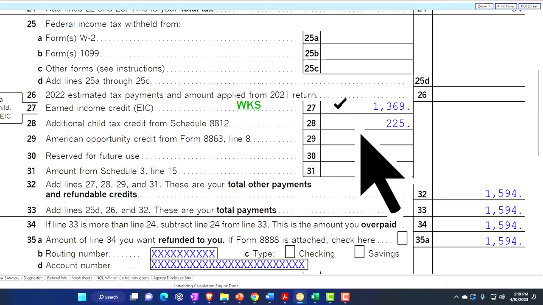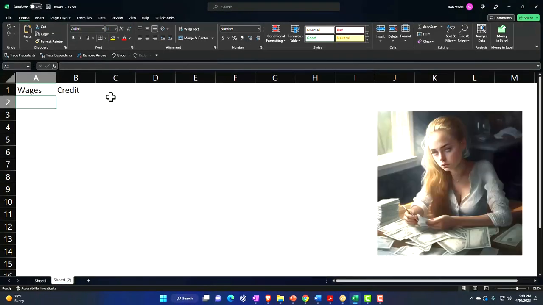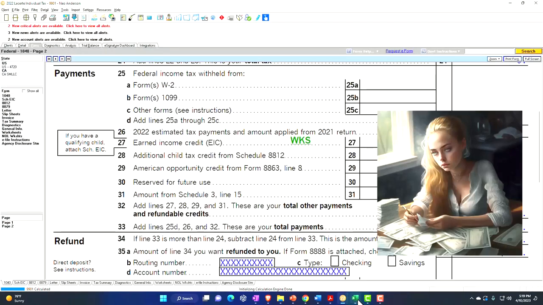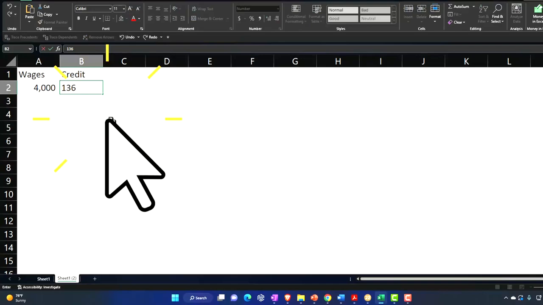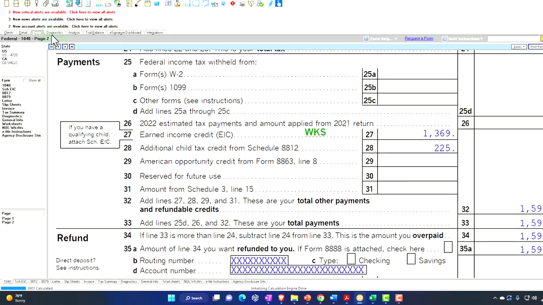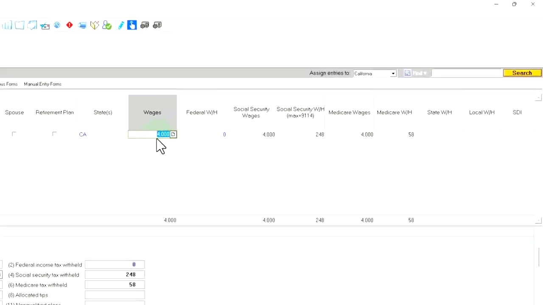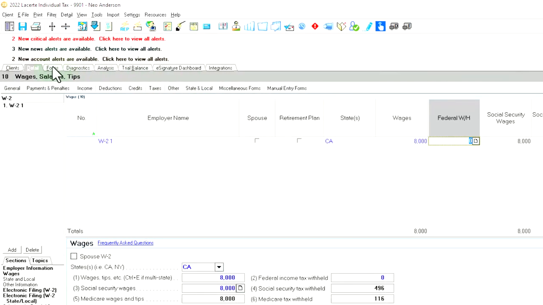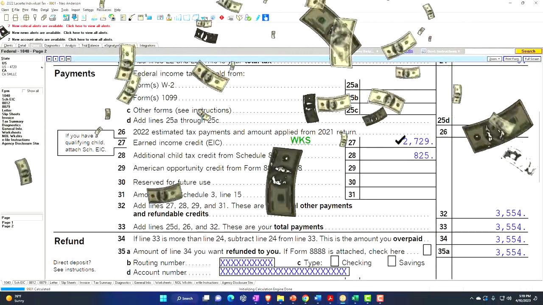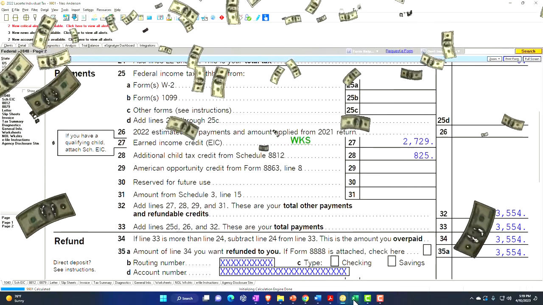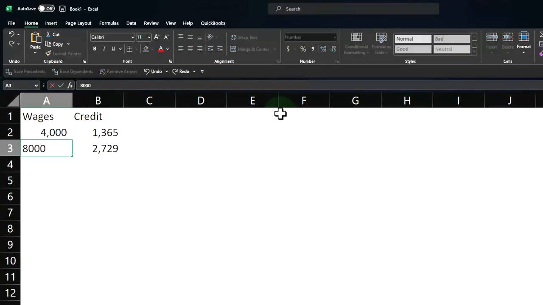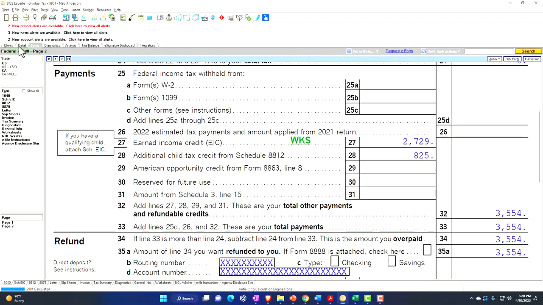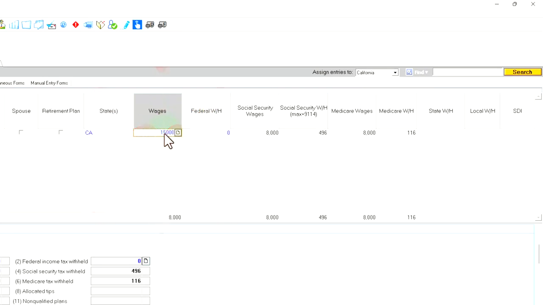We're focused here on the earned income tax credit. So at 4,000, let's just plot this out again so we can get an idea. At 4,000, the credit is 1,365, and let's bring it on up to 8,000 and just see what that does on the credit. Credit goes up to 2,729. So let's put that there. 2,729 for 8,000. And let's jump up to 15,000 just so we don't spend too much time on this.